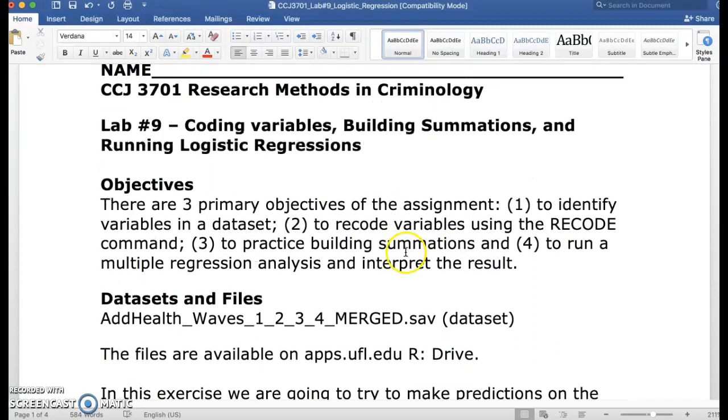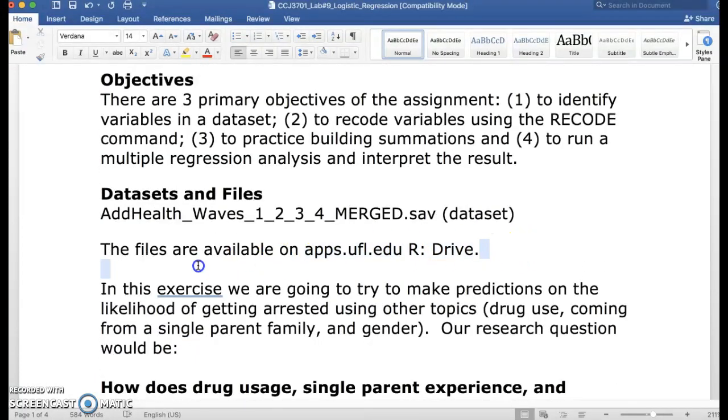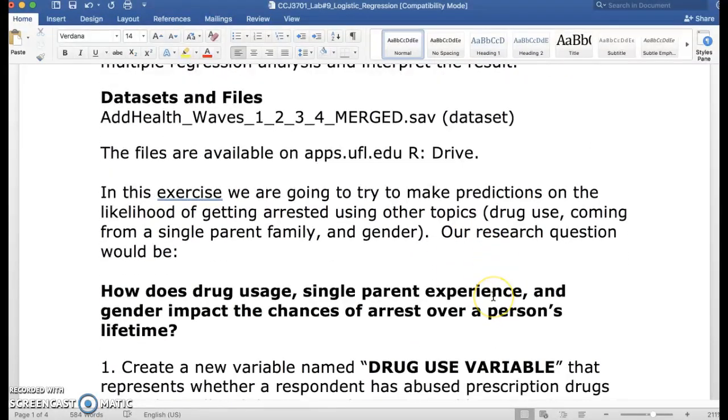So in the lab, you are going to run a logistic regression. Your file's on the R drive. We're using the Add Health data. In this exercise, we're going to try to make predictions on the likelihood of getting arrested using other topics: drug use, coming from a single-parent family, and gender. Our research question would be, how does drug usage, single-parent experience, and gender impact the chances of arrest over a person's lifetime?